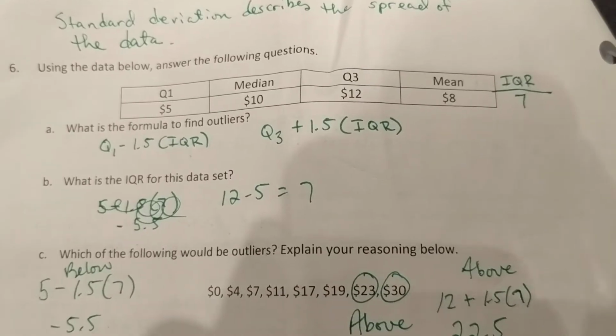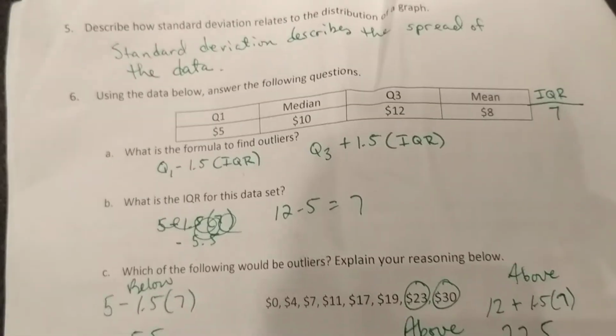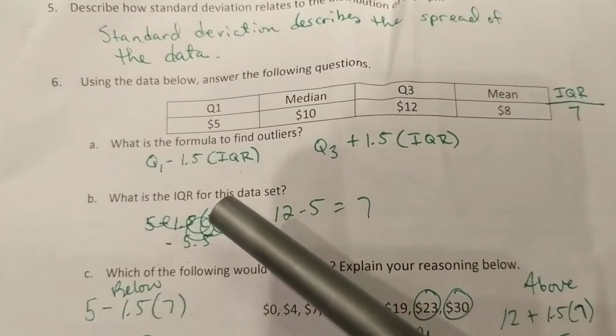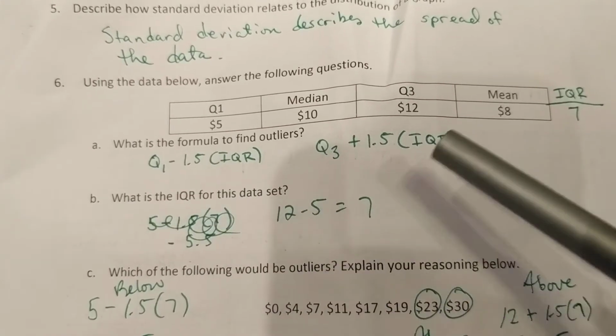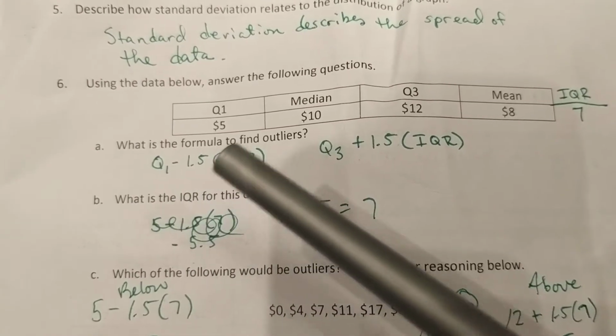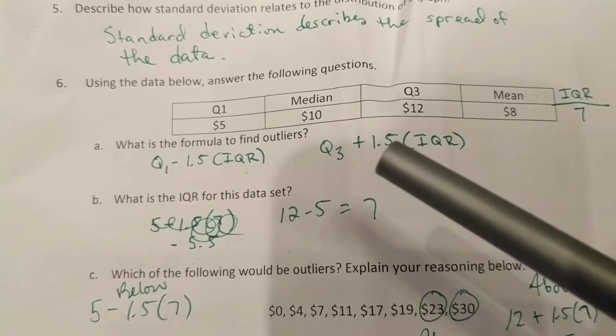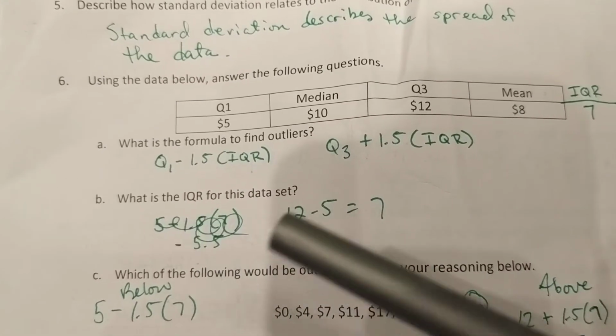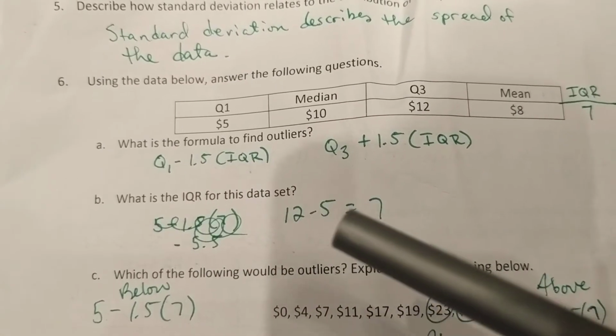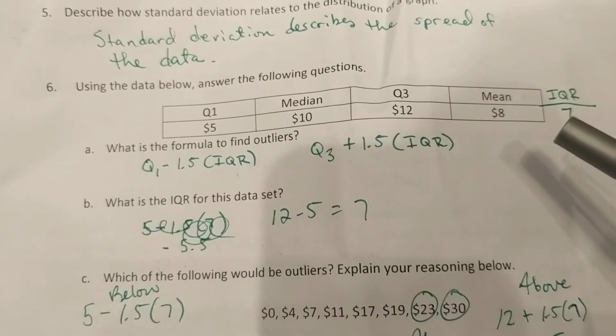Number 6 wants to know the formula for outliers. There's your formula for outliers, both of those. Remember, if it's below this number, it's an outlier, or if it's above this number, it will be an outlier. To find the IQR, you do Q3 minus Q1. 12 minus 5 is 7. I even added it to the table over here.